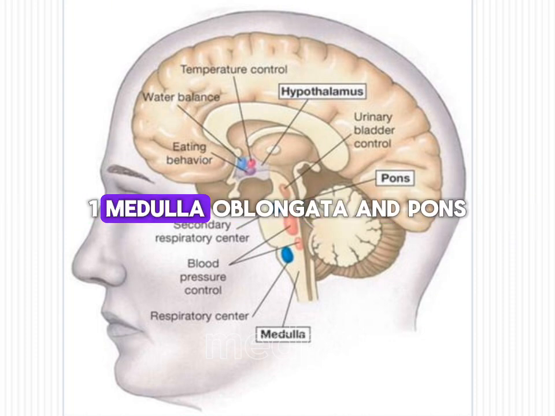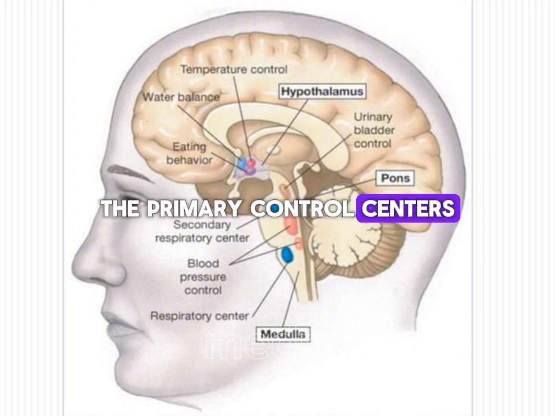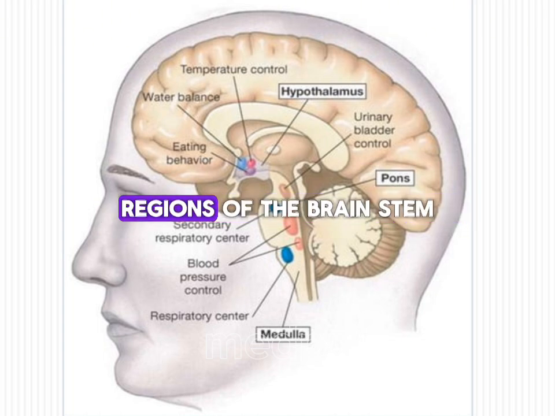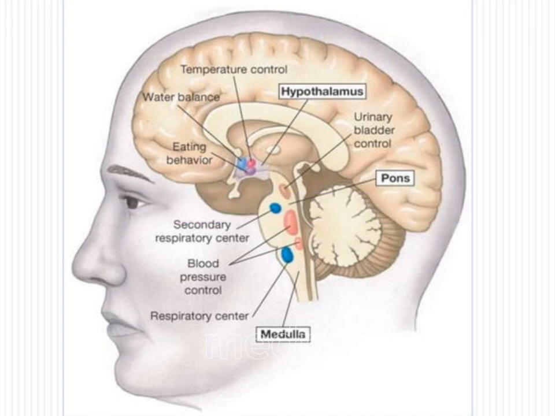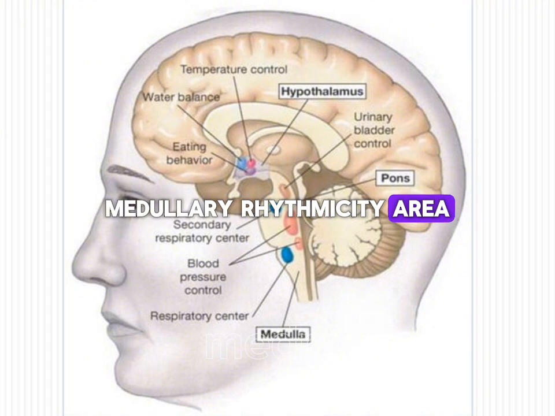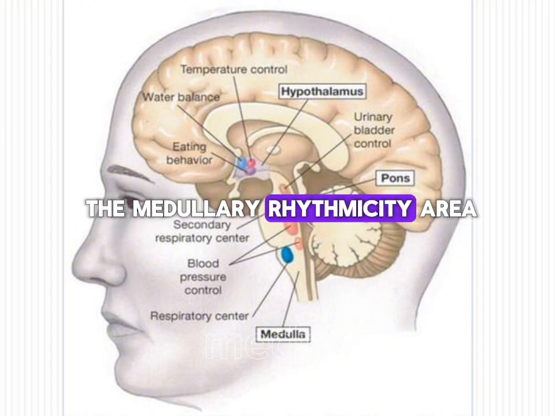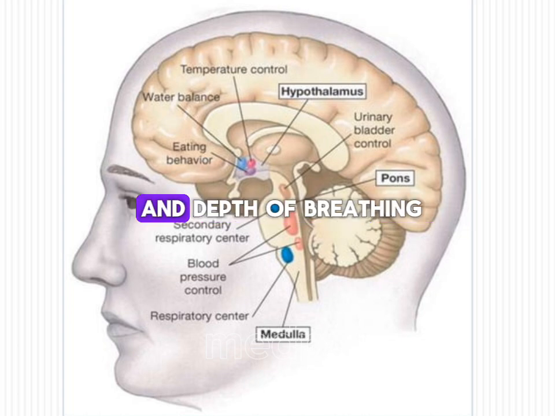1. Medulla oblongata and pons. The primary control centers for breathing are located in the medulla oblongata and pons regions of the brainstem. Medullary rhythmicity area. The medulla oblongata contains the medullary rhythmicity area, which regulates the rate and depth of breathing. It generates the basic rhythm of respiration.